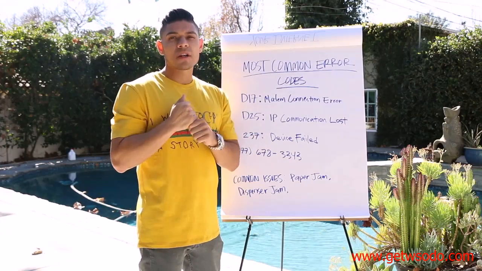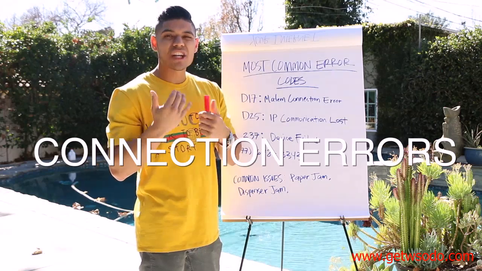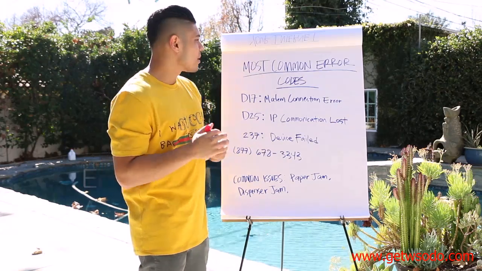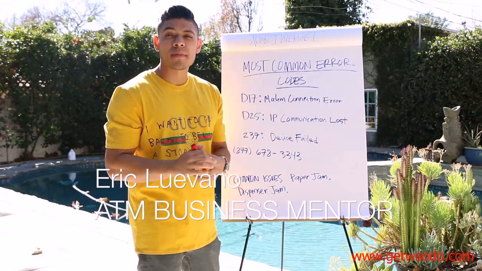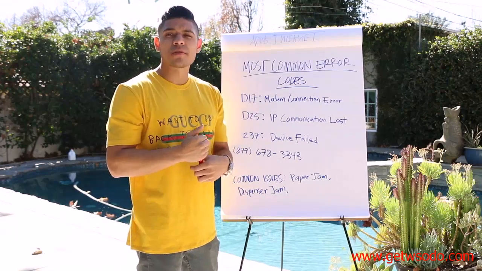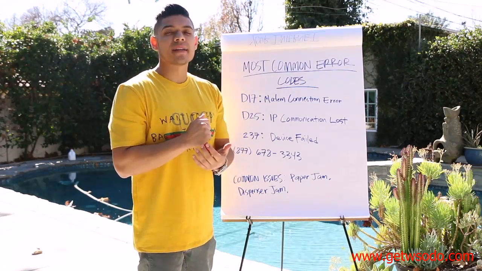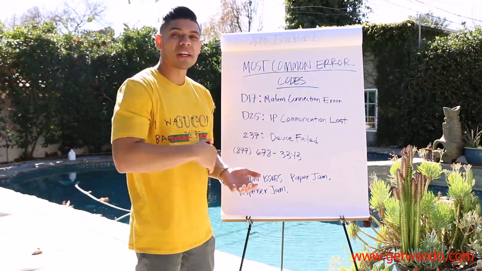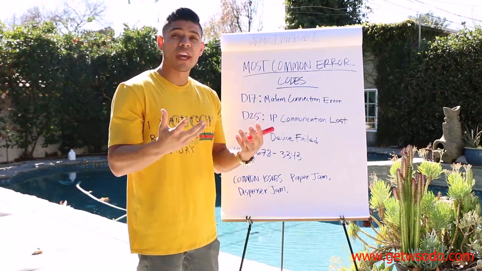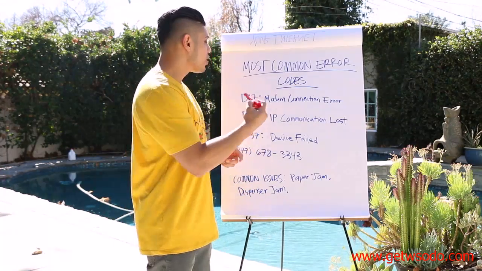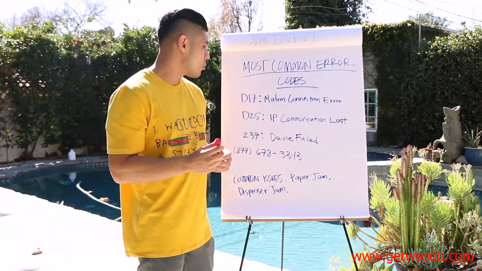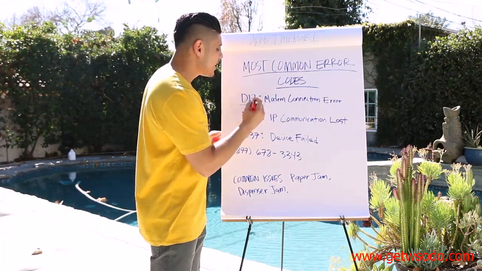Okay guys, so in this module we'll be talking about connection errors. Sometimes you have common error codes that are sent to you if your machine isn't really working. What I mean by that is there are different codes, but each code means something. So when you get a notification with an error code, if you know your codes, you know exactly what the problem is. So one of the codes is called D17.